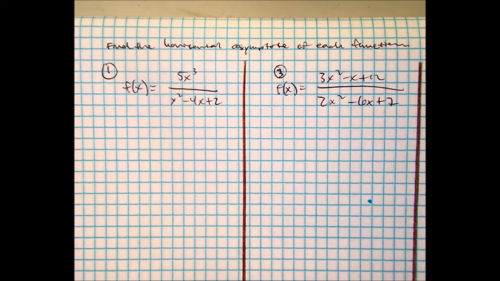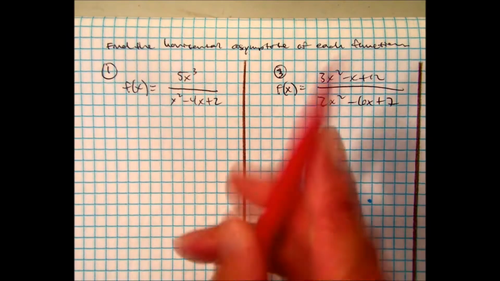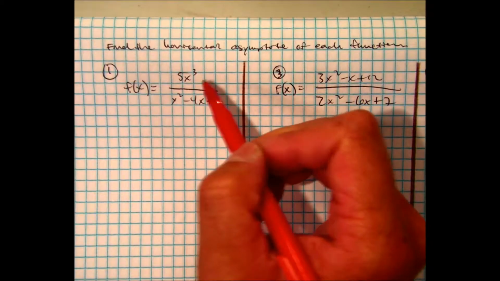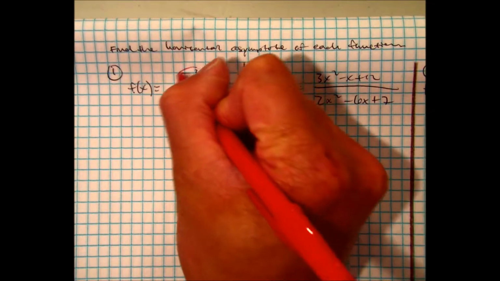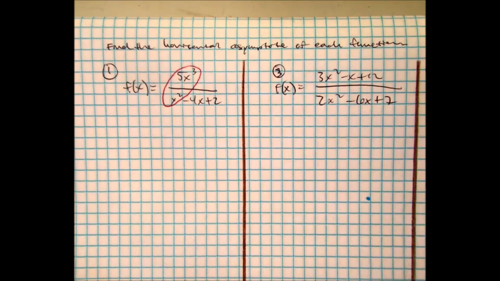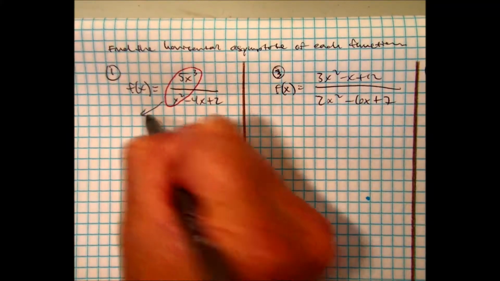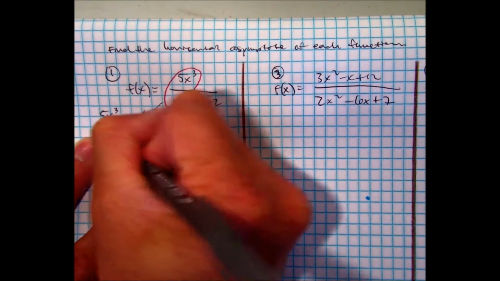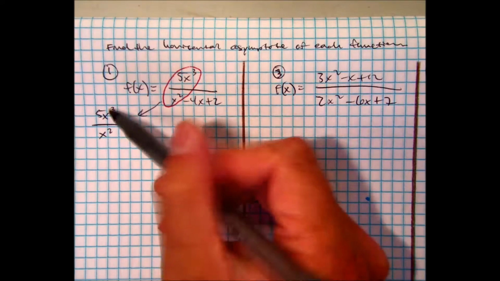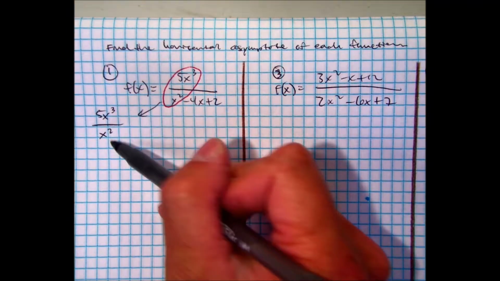Alright, let's go ahead and find the horizontal asymptote of each of these functions. First thing I'm going to do is locate the highest degree for each of the numerator and denominator. Now I'm going to circle them. So I have 5x to the third over x squared. Here is the numerator or top degree, and this is the bottom degree.